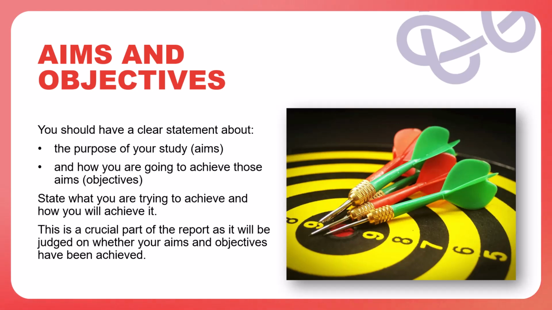The aims and objectives are really important. Again, your reader needs to be able to understand why you wanted to carry out this research, what was the purpose of it, and how you were going to achieve that. This is important too because your marker needs to be able to make a judgment about whether your aims and objectives were met. So if they are clearly stated, and then at the end of the project you state clearly whether they were met or not, that will enable them to be able to make that judgment.